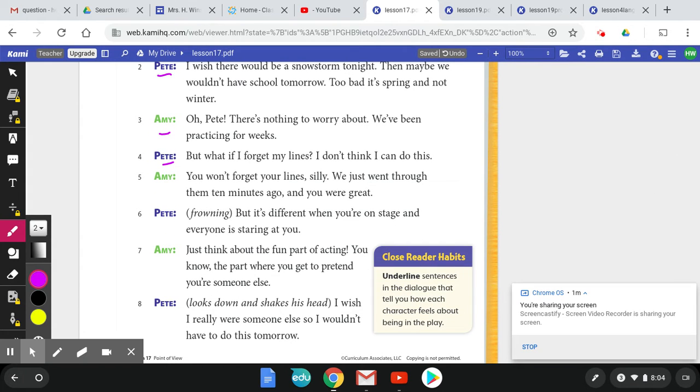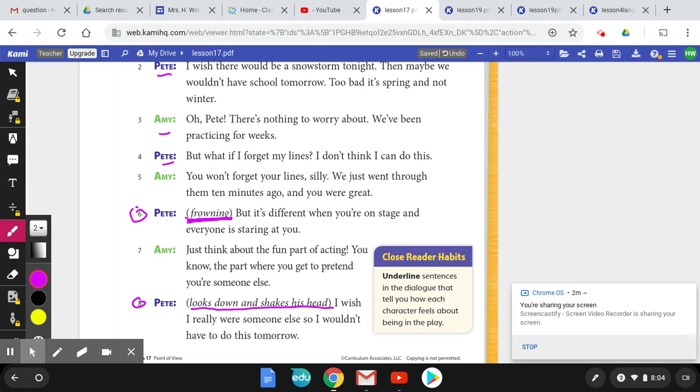Of course, you need to change your voice a little if you can. You have right here where you see on paragraph 6, it has Pete, and then in parentheses, these little things here are called parentheses, it says frowning. That's directions on what you should be doing when you're reading a play. If you look down here on paragraph 8, it tells you again, Pete looks down and shakes his head. You don't read that part out loud when you're reading a play. That's what you do because a play, you're acting it out.